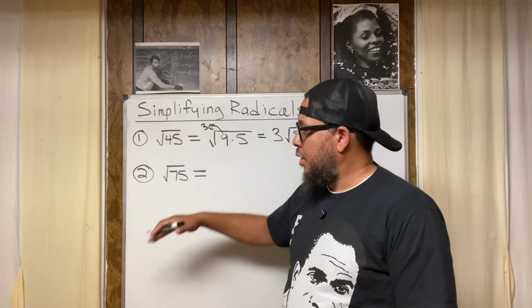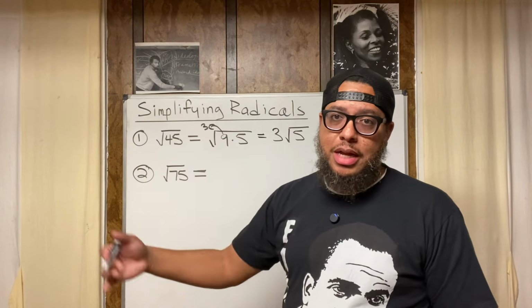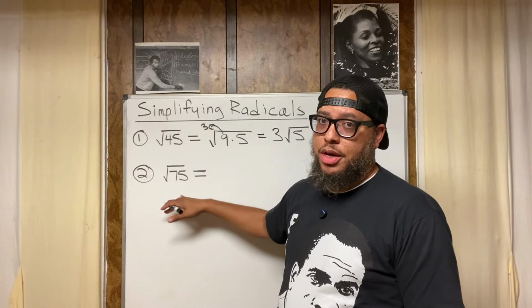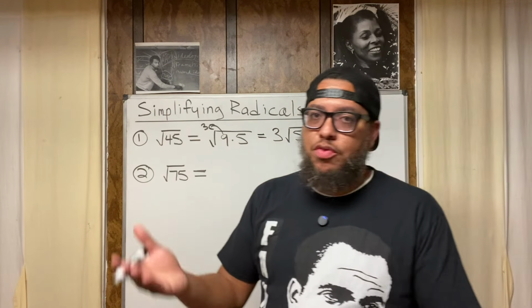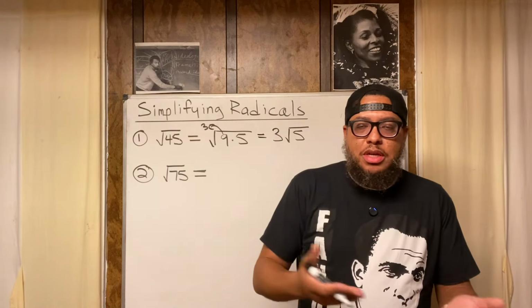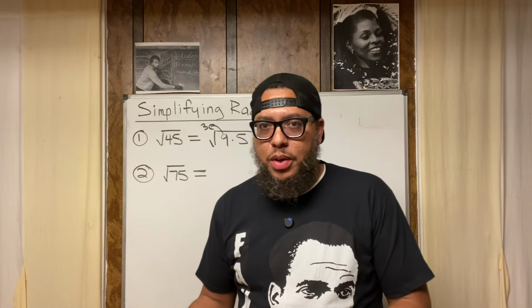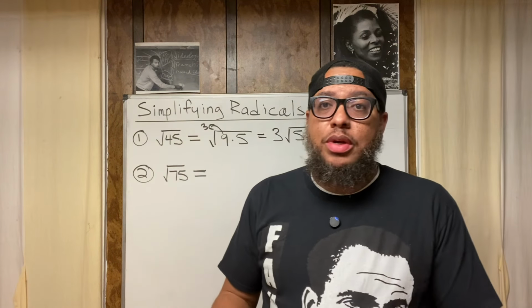81 is a perfect square, and that's greater than 75 because 9 times 9 is 81. 64 is a perfect square because that's 8 times 8. That's less than 75. 75 is in between 64 and 81. So it's impossible for 75 to be a perfect square. It's impossible because it ain't no number.